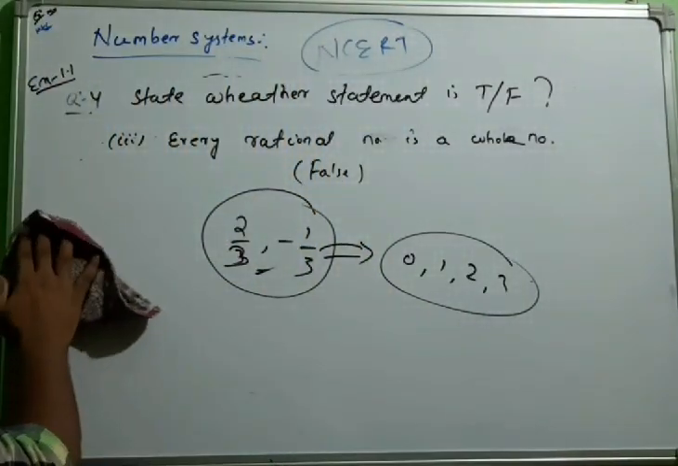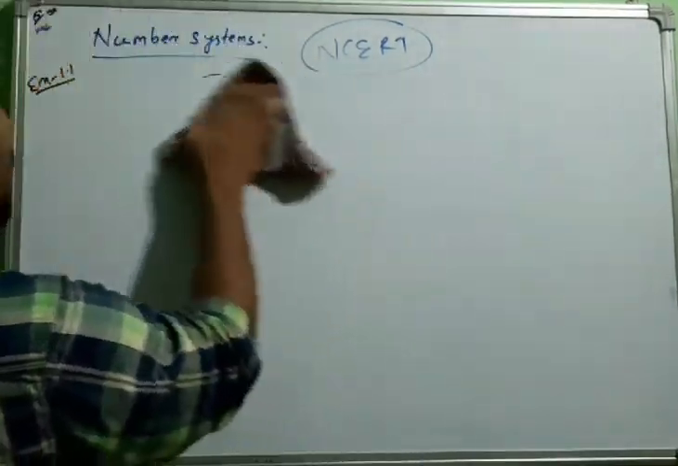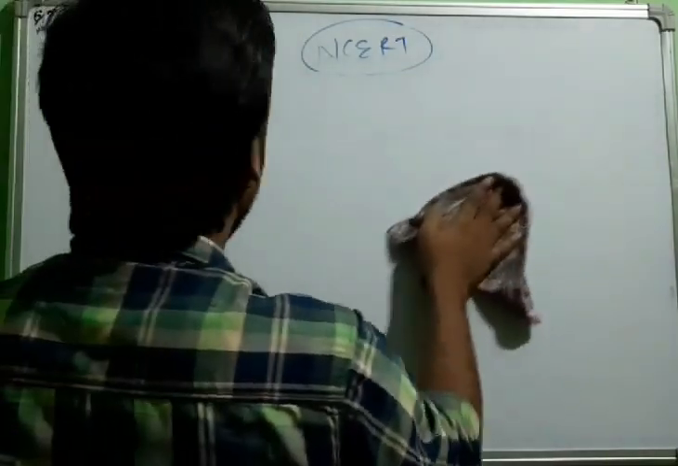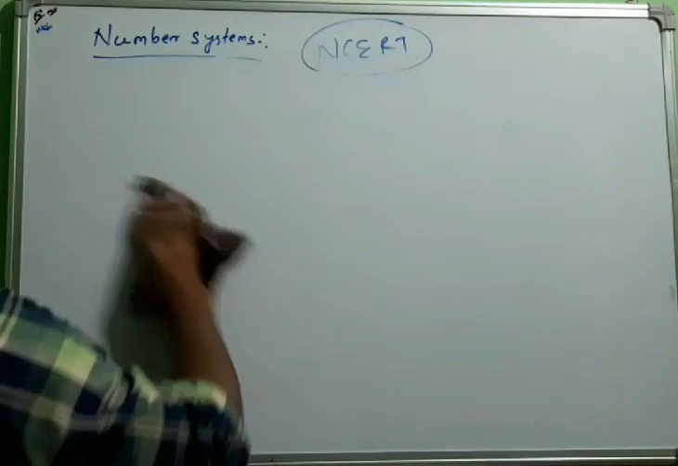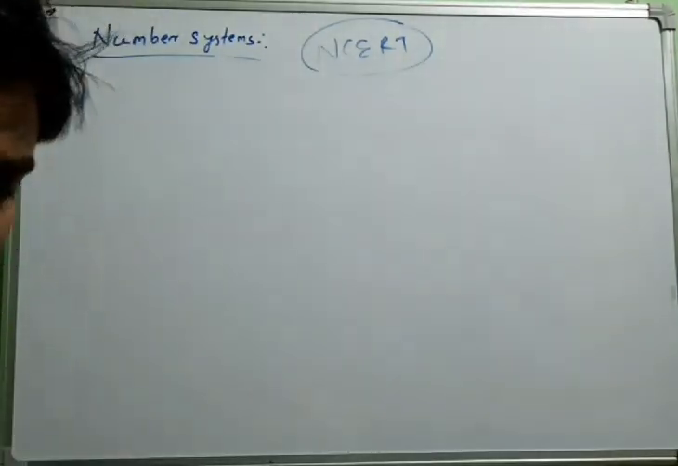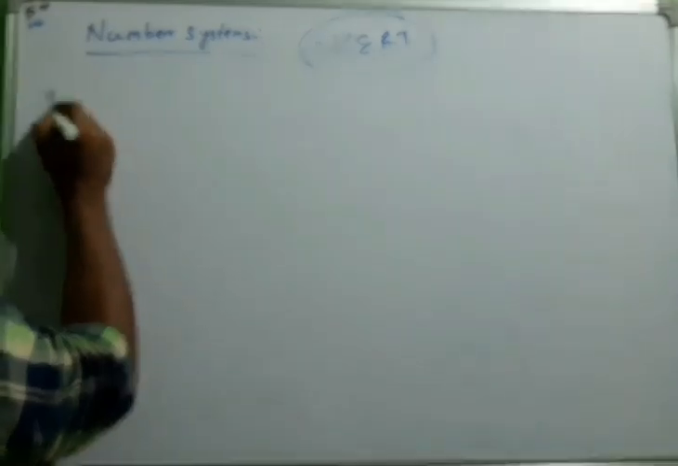So already finished 1.1. There are only 4 questions. It is finished. Clearly understand. Repeatedly see my video number 2. You have to import it. It's an important chapter. You can clear all the concepts about this. So now proceed. There are so many concepts regarding irrational numbers.